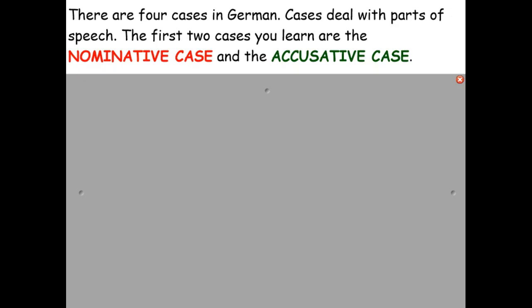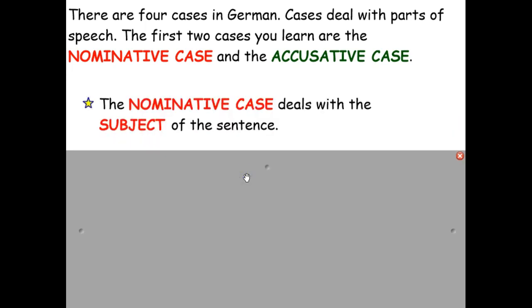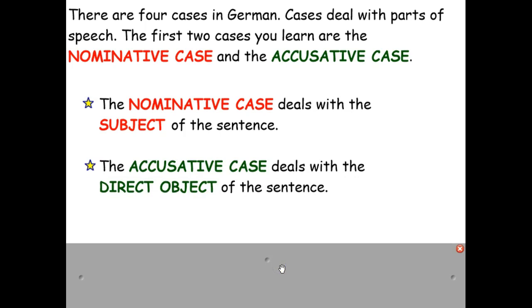There are four cases in German. Cases deal with parts of speech. The first two cases you learn are the nominative case and the accusative case. The nominative case deals with the subject of the sentence, while the accusative case deals with the direct object of a sentence.